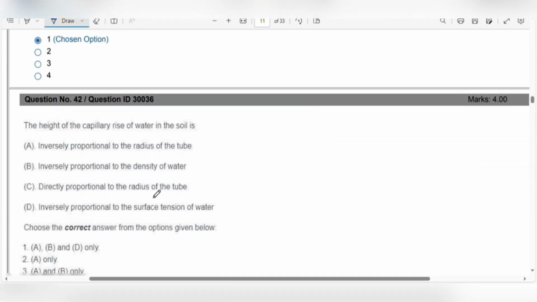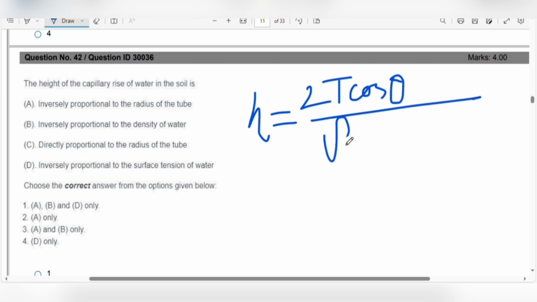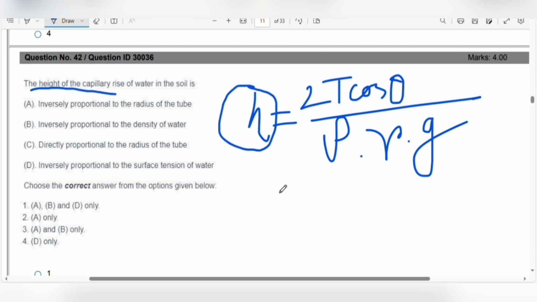All right, moving on. Okay, another question from soil water. Just as I was telling you, you have to be very thorough with your soil water and soil physics portion. So height of the capillary rise of water in soil, you have to remember the formula. The formula is nothing but the Laplace equation. And that formula says h = 2T cos θ / ρrg. This h is the height of capillary rise of water in the soil, what they are asking in the question. So once you remember this formula, you just write it down and the question is really easy for you.